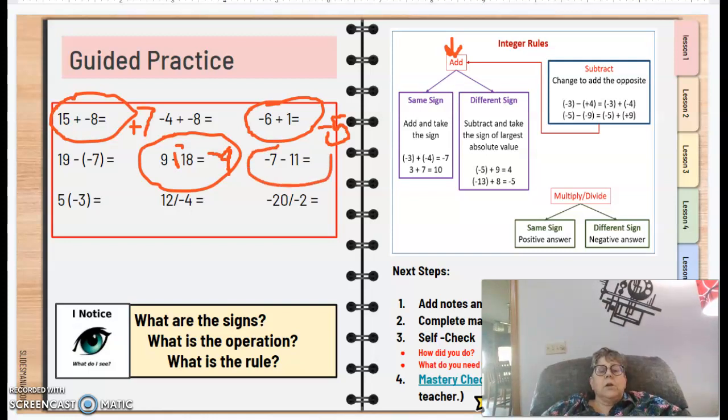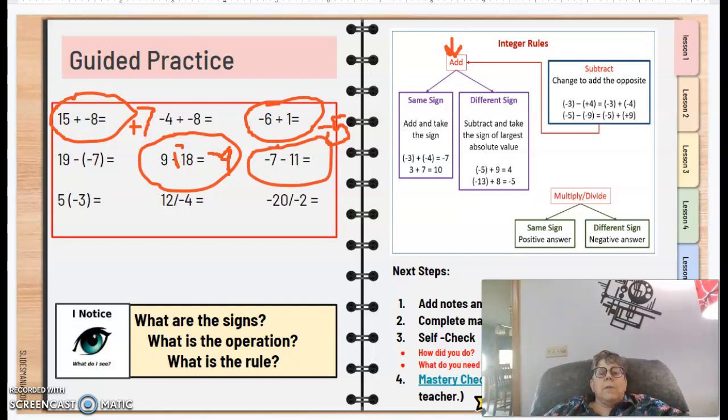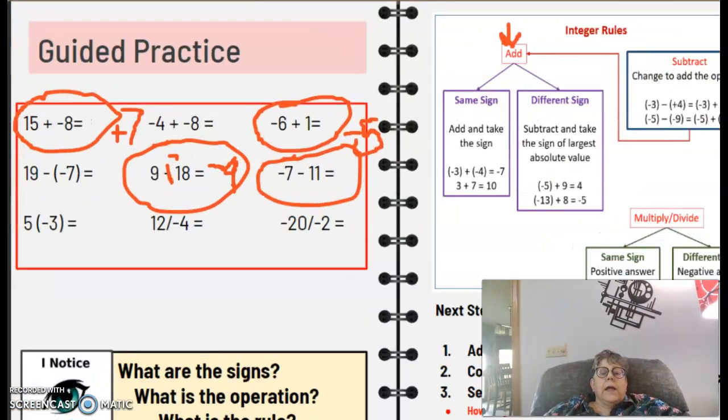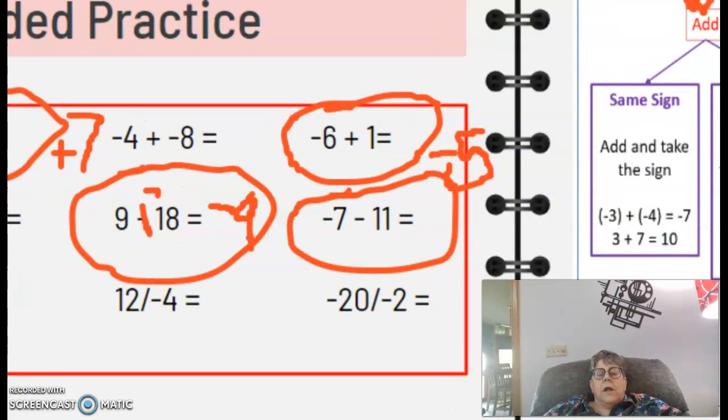Let's do another one of those. Let's take this one here. We've got negative 7 minus 11. So I'm going to make this a plus, and instead of adding a positive, I'm going to change the sign here to a negative as well. So now I have negative 7 plus negative 11. I'm going to add them, which is negative 18, and I put the negative sign because they are both the same sign.